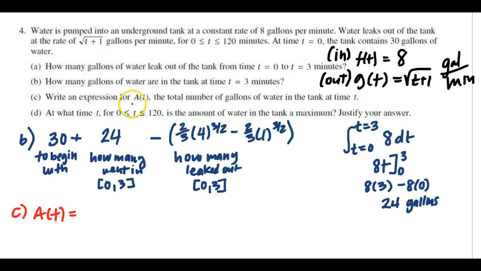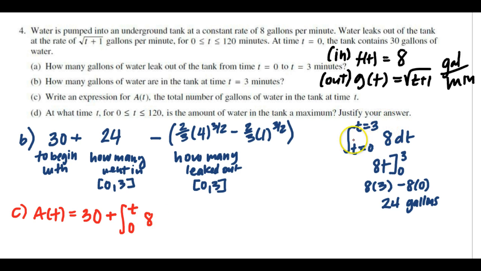So to find the total number of gallons at some generic time t, it still matters how many gallons there were to begin with, so that's not going to change. I'm still going to need to start with the fact that there were 30 gallons in the tank, and I'm going to need to add however many gallons went in, but instead of between 0 and 3 this time, it's going to be between 0 and t.